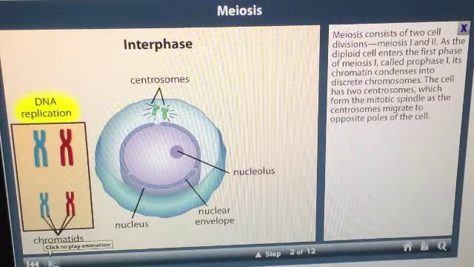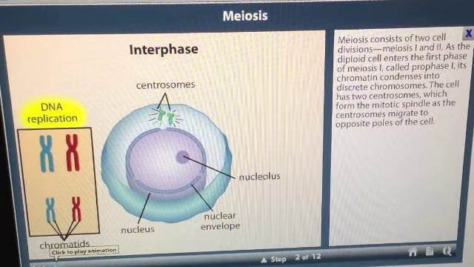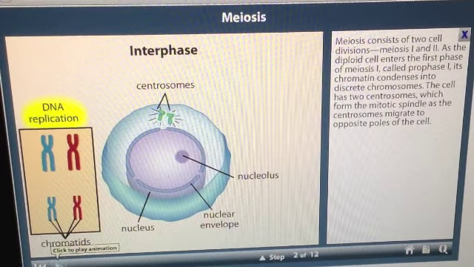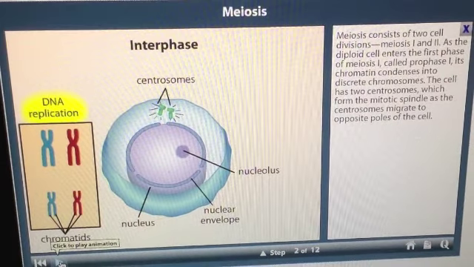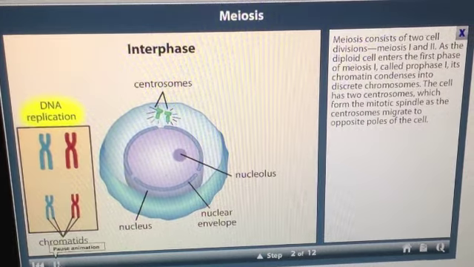Meiosis consists of two cell divisions, meiosis I and II. As the diploid cell enters the first phase of meiosis I, called prophase I, its chromatin condenses into discrete chromosomes. The cell has two centrosomes, which form the mitotic spindle as the centrosomes migrate to opposite poles of the cell.